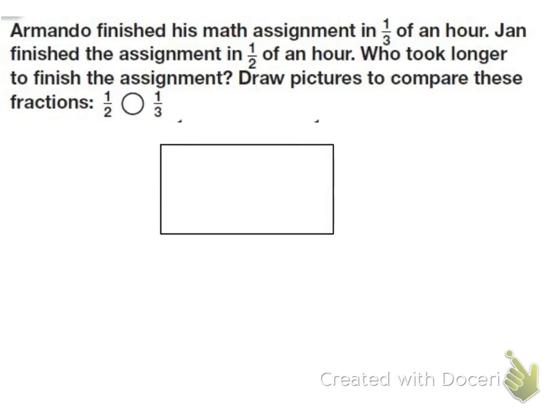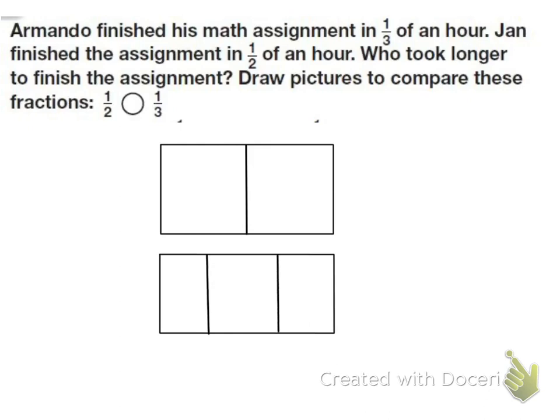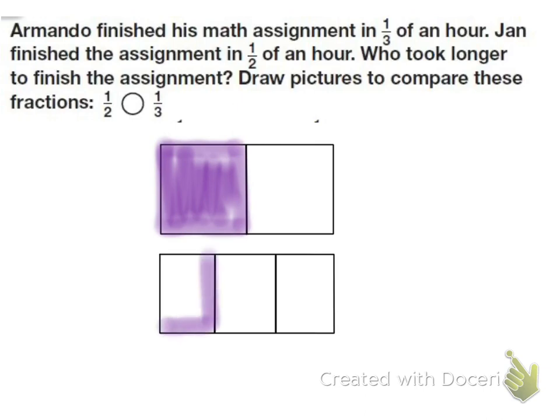So if I draw two rectangles, and I want them to be the same size, I'm going to divide the first one into half and the second one into thirds. And like I said, just do the best you can, getting those as close as possible. All right, so half of the first one is shaded and 1/3 of the second one is shaded. So you can see that 1/2 is actually greater than 1/3, because more of the rectangle is shaded.